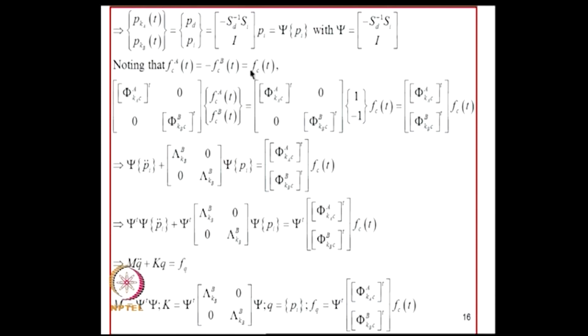Now, noting that this equation is satisfied, I get now the coupled equation in this form. This is purely in terms of PI, which are the degrees of freedom which I am retaining. So, I will pre-multiply by psi transpose and carry out this operation, and I get the equation for the built up system. M is psi transpose psi, K is psi transpose this into psi, Q is PI, FQ is this.